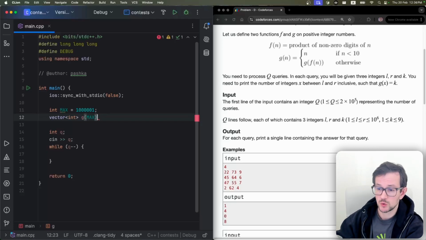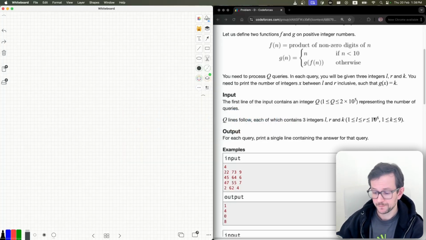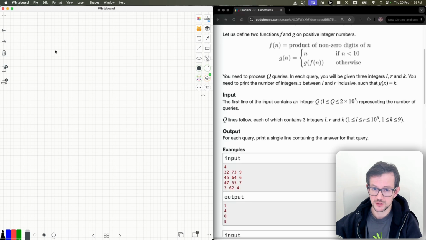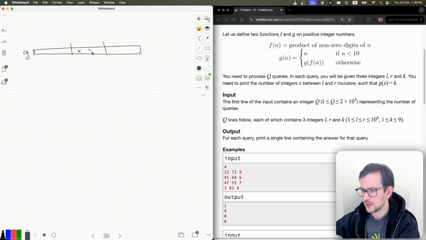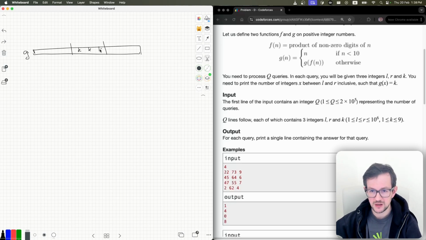So again, what do we need to calculate? Imagine you have an array g, not function g, but array g. You're given a segment of this array, and you need to calculate the number of values k in this segment. This problem is not really scary, right?